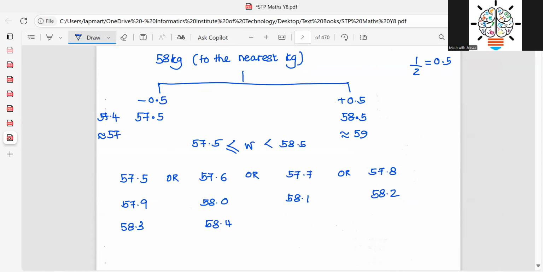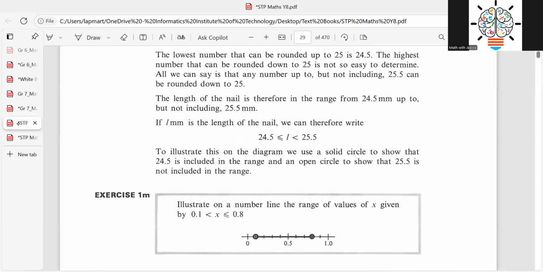It is not equal to 58.5. If it is equal to 58.5, that becomes 59. Therefore, the weight should be less than 58.5, but it should be equal to or more than 57.5. Hope it is clear. Don't worry if you can't understand, just go through this one more time, then it will be easier for you.